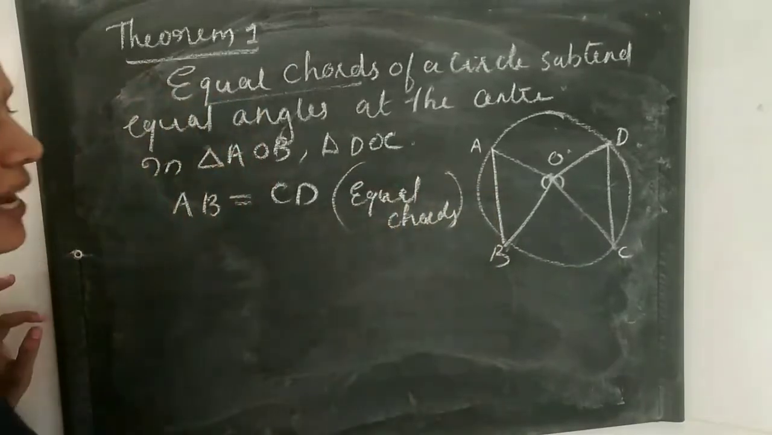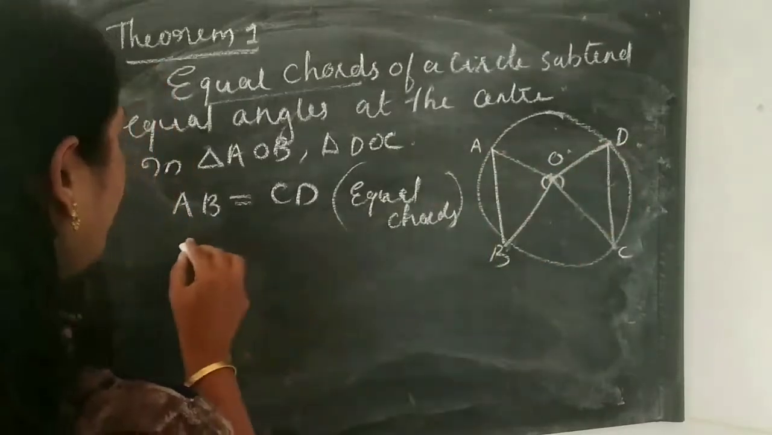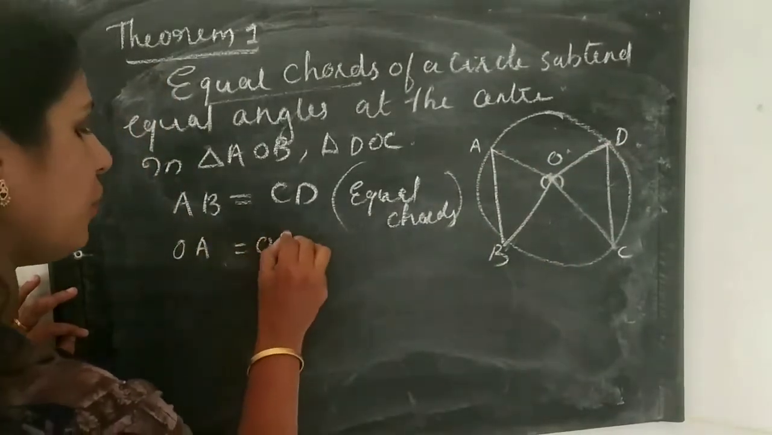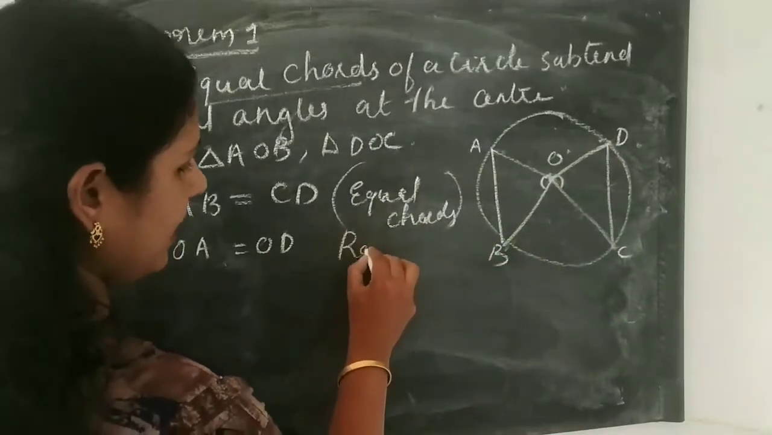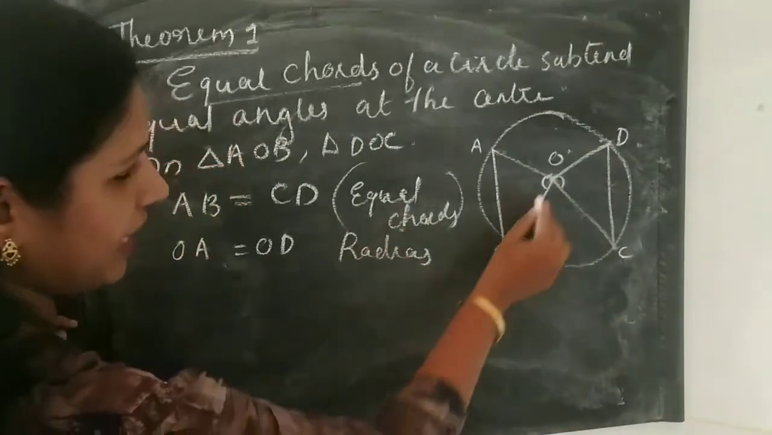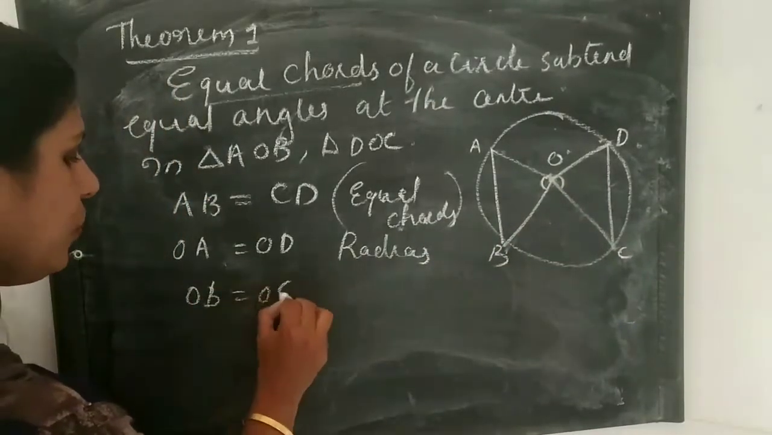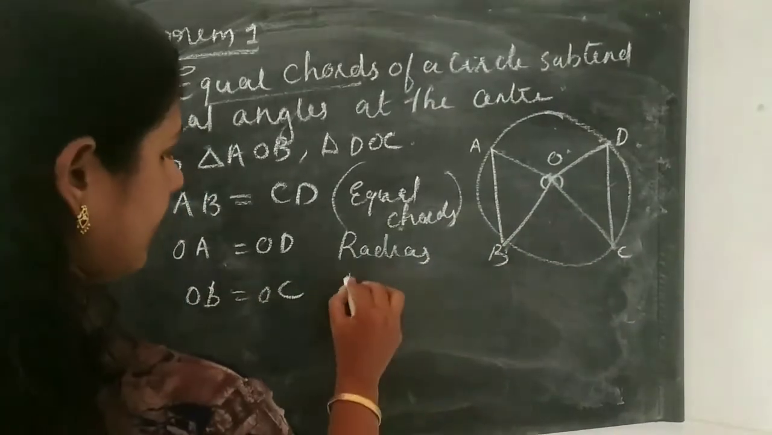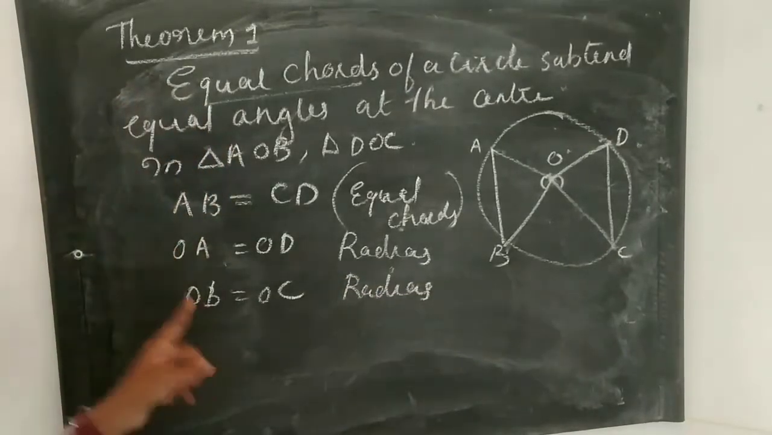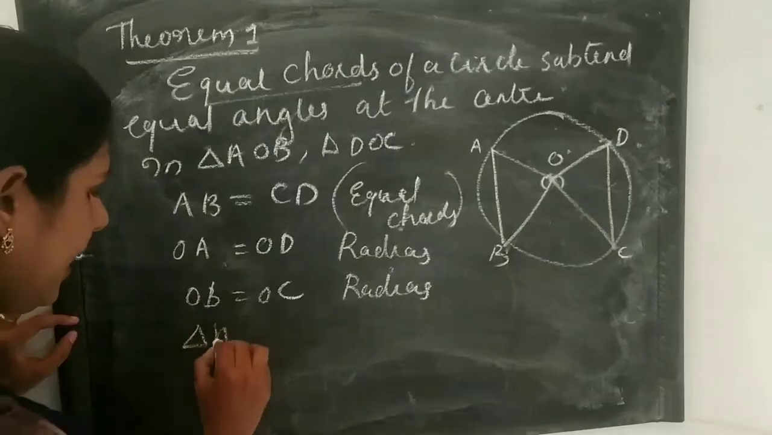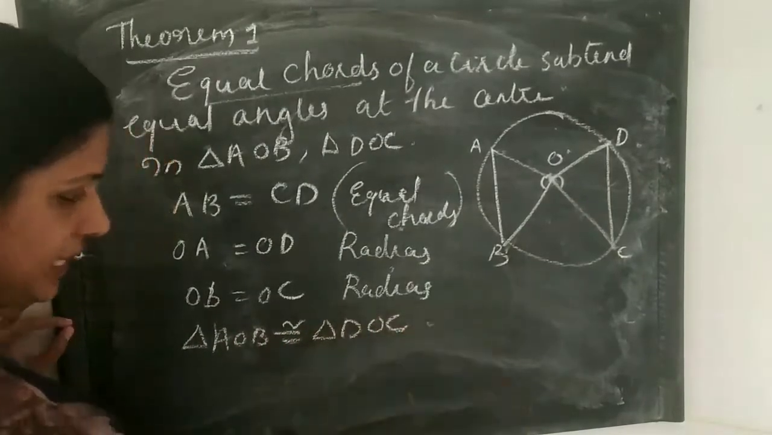Equal chords. First we write equal chords. Then OA equal to OD. What is that? OA equal to OD because it is a radius, isn't it? The next, OB equal to OC. That's also a radius. So by SSS, we can set that triangle AOB congruent to triangle DOC.